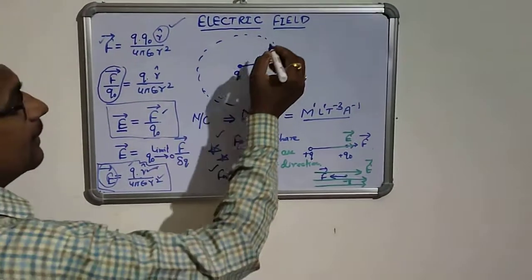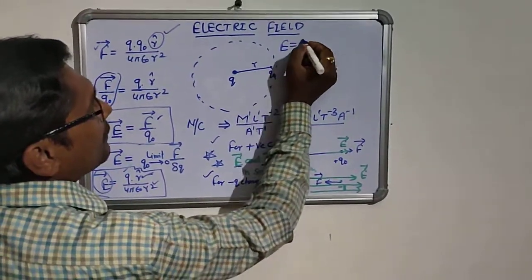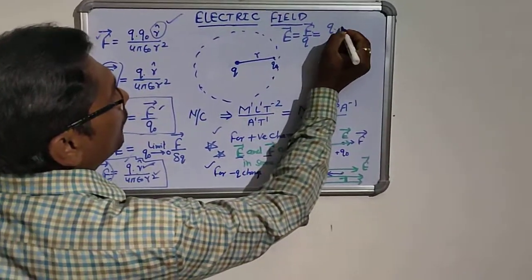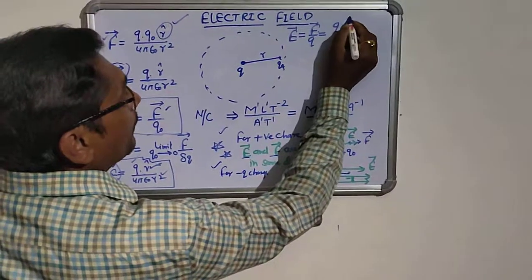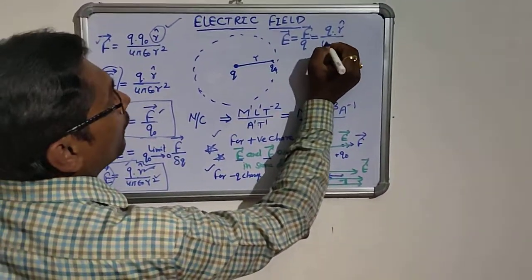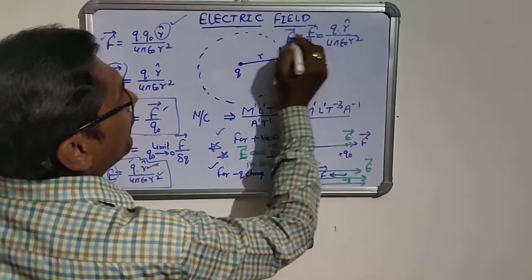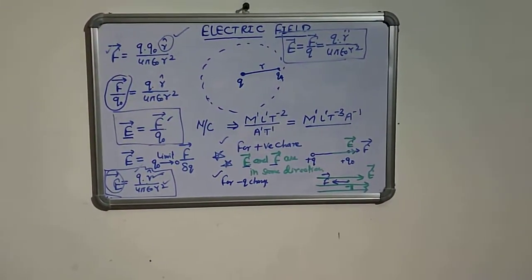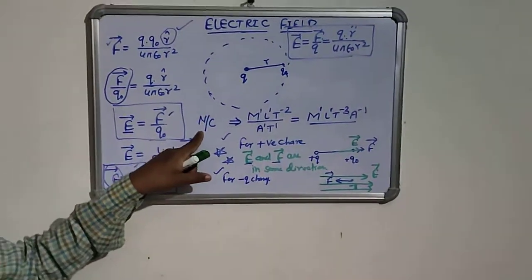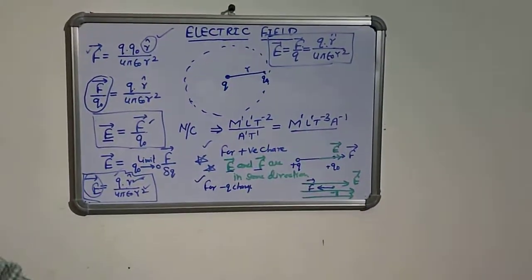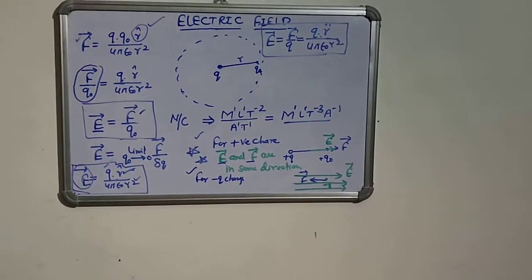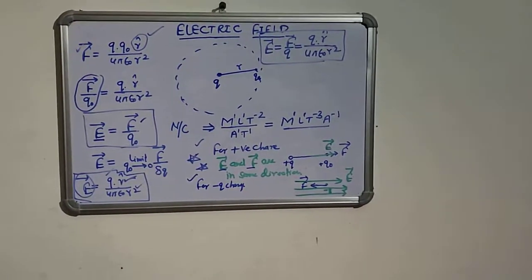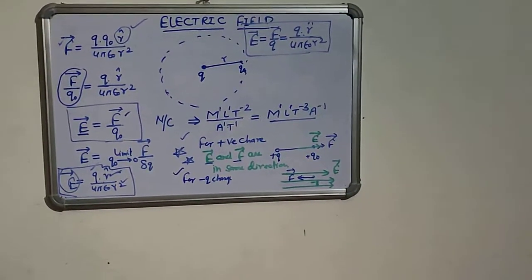So we can write electric field equals F upon Q, or equals Q R cap upon 4 pi epsilon naught R square. This is a very important term. The unit of electric field is Newton per Coulomb. The dimensional formula is M1 L1 T minus 3 A minus 1. Now we can move on to the topic of superposition principle of electric field.